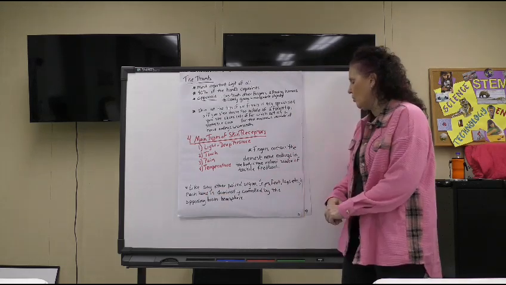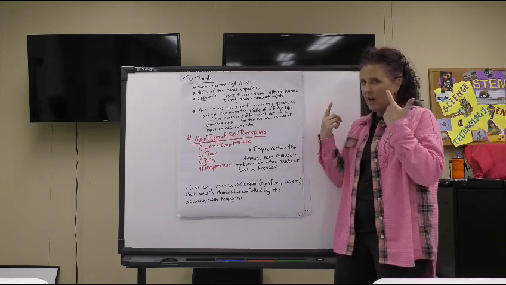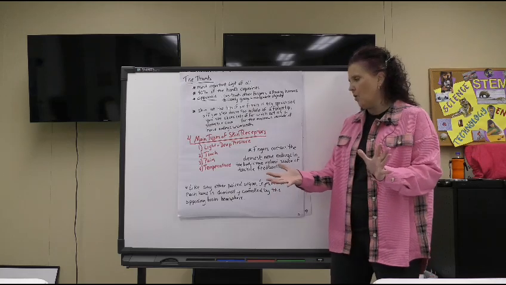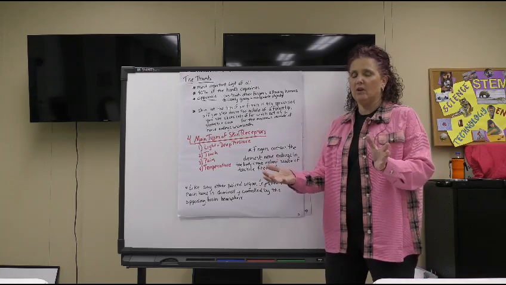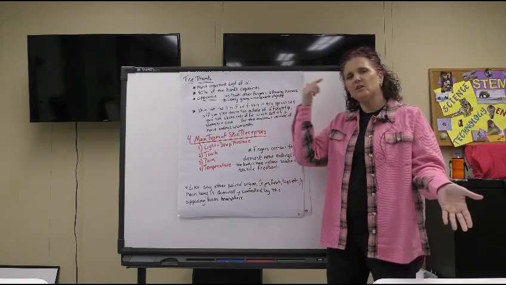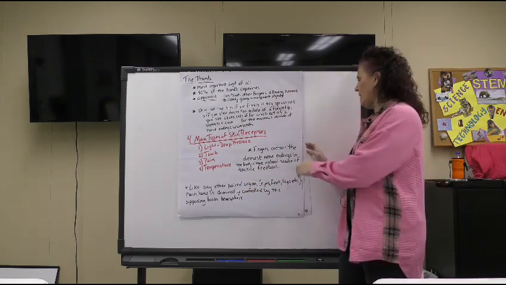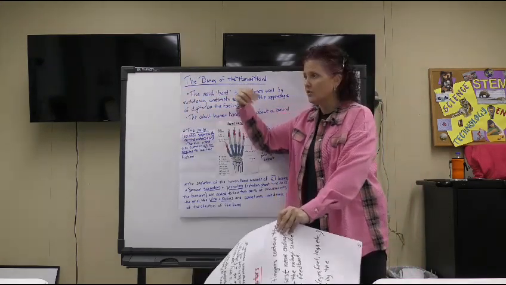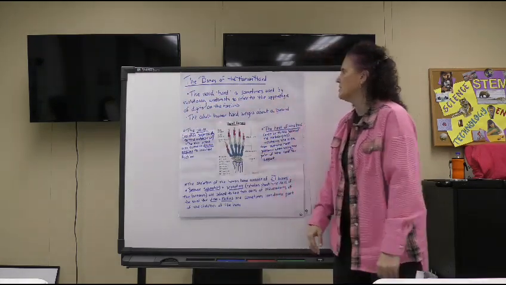Like any other paired organ, whether it's our eyes, we have 2, right? You have 2 feet, you have 2 legs. Each hand is dominantly controlled by the opposing brain hemisphere. So your right hand is controlled by your left hemisphere, and your left hand is controlled by your right hemisphere of your brain. So it's just the opposite. Just like your eyes, because your eyes cross in the back, your optic nerve crosses.